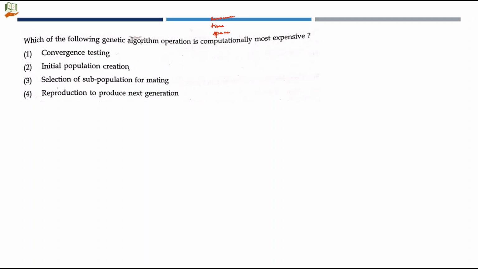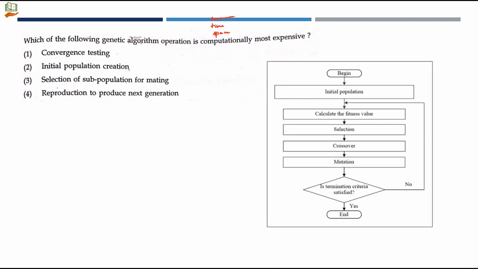Let's see the genetic algorithm operation in the form of a flow chart. So first we have to select an initial population. Using that population, I have to calculate the fitness value of the individuals. From there I will go for selection, then for crossover, then for mutation operation. After that, I will check if some termination criteria is there. If the criteria is there, I will end the process. Else I will be again calculating the fitness value. So this is the general process.